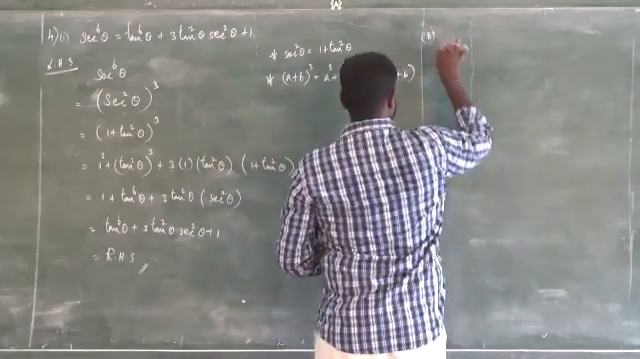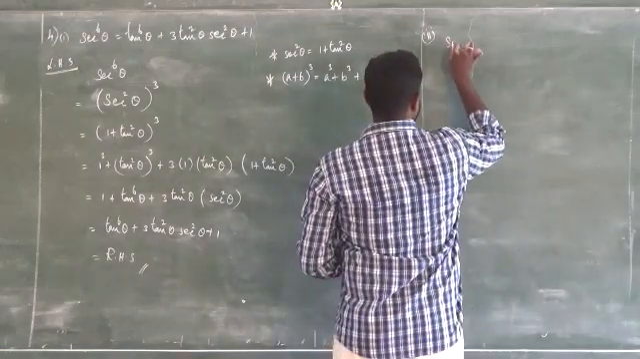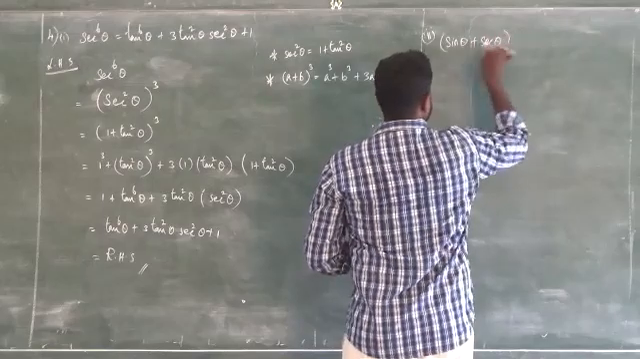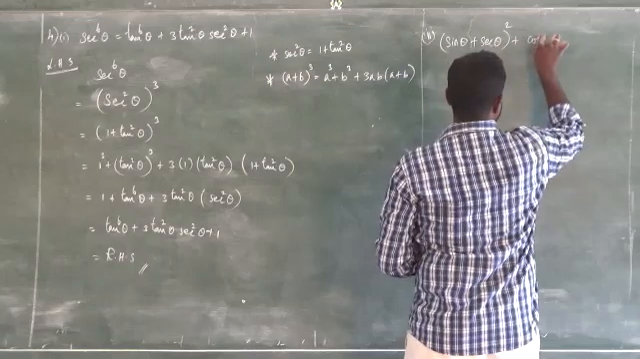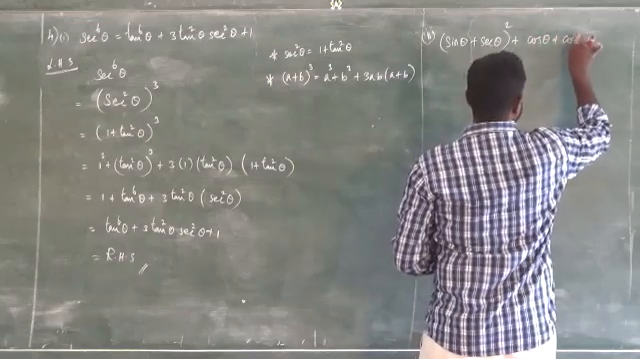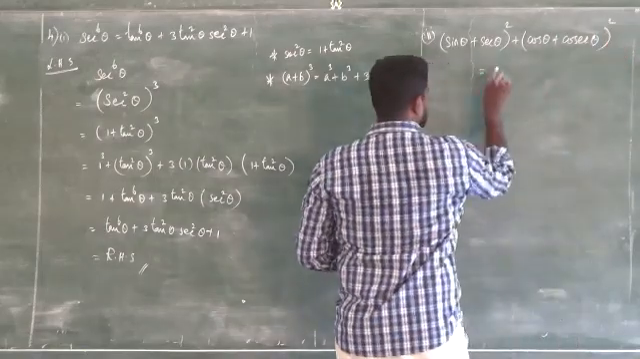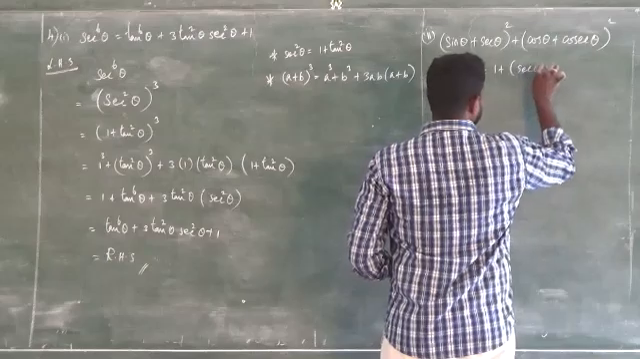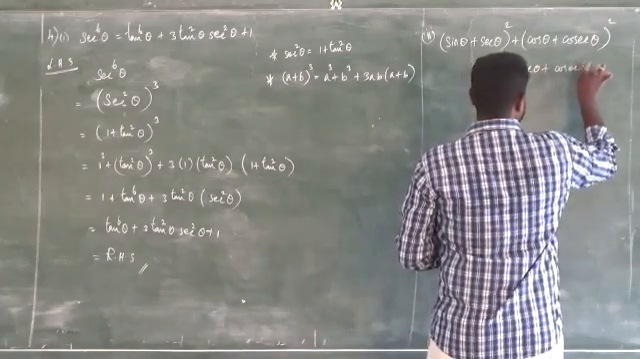Second subdivision, sin theta plus secant theta whole square plus cos theta plus cosecant theta whole square, it is equal to 1 plus secant theta plus cosecant theta whole square.